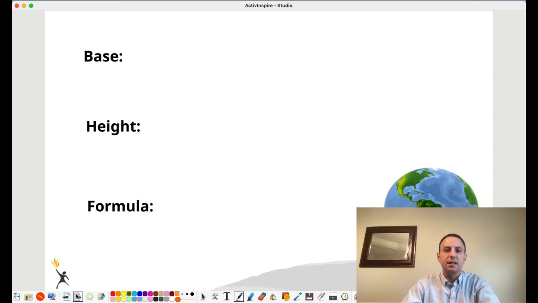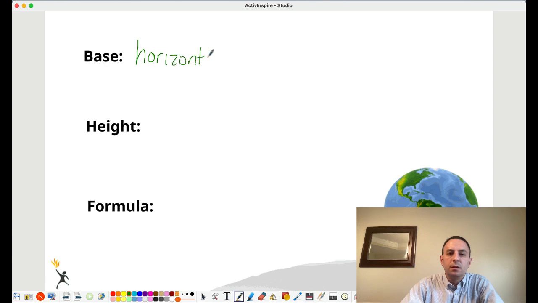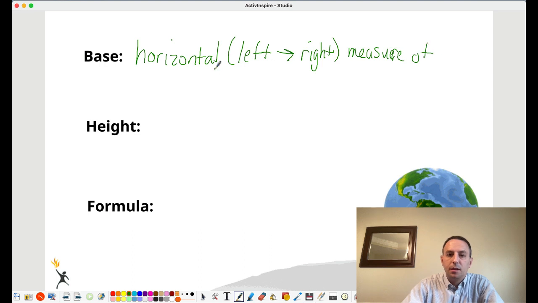All right, and let's take a look at the next couple words. So the base. Just to give us a little bit of an idea, just giving us some vocabulary. It's the horizontal, or left to right, measure of a polygon. And the height, well, if the horizontal is this, the vertical is the bottom to top, top to bottom, measure of a polygon.